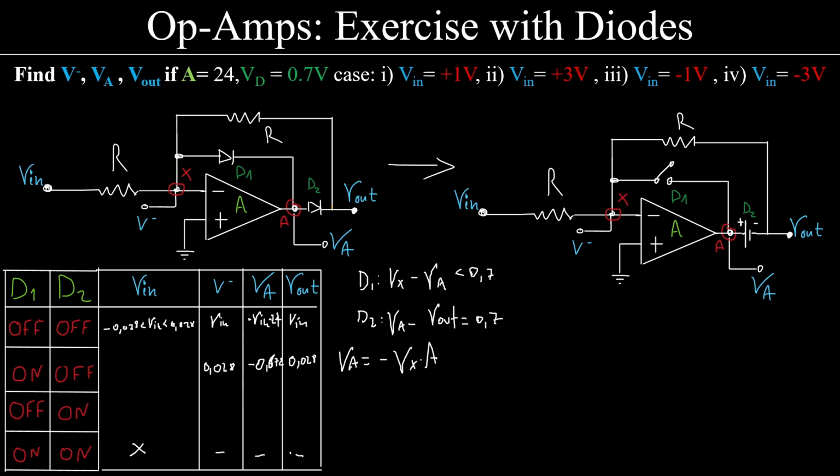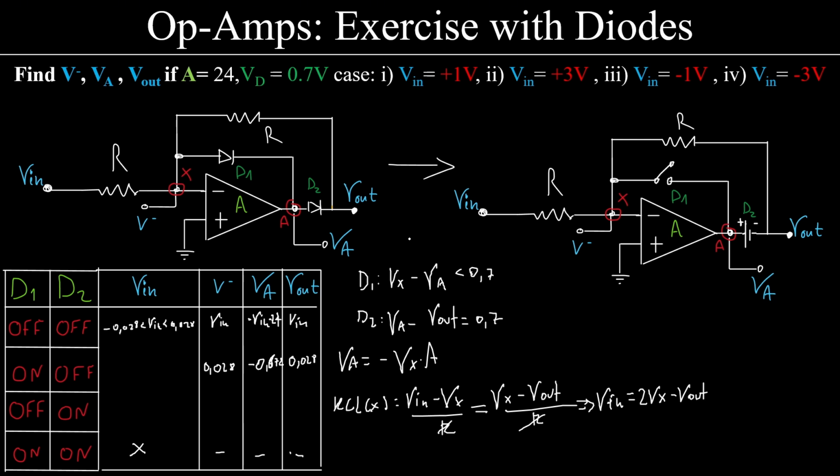Alright, now we can do something that we could not do before, which is to take a meaningful KCL on node X. V in minus Vx over R will be equal to Vx minus Vout over R. These resistances get cancelled out, and then we have an expression for V in, a very clear expression, which is 2Vx minus Vout.